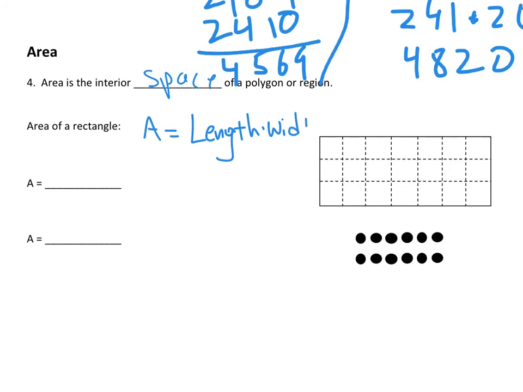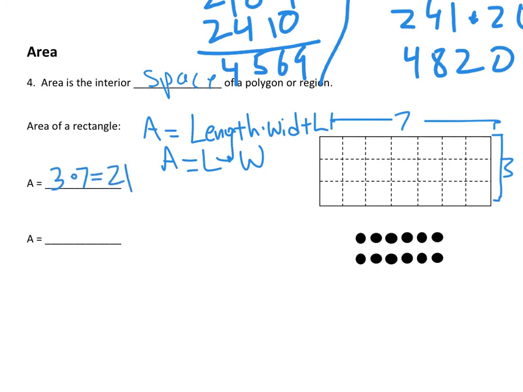Or we abbreviate that L times W. So to find the area of these rectangles, here we have a bunch of squares. How many squares is it? Area wants to know how many squares. Well, there's 3 units high, and it is 7 units long. Okay, so we have 3 times 7, which is 21.